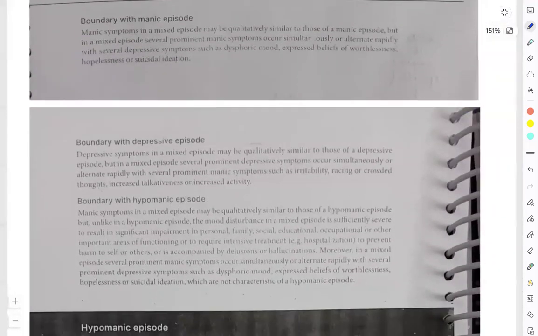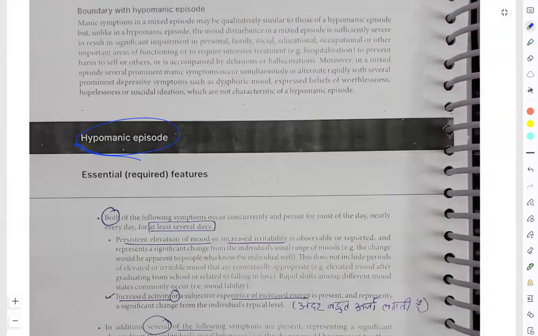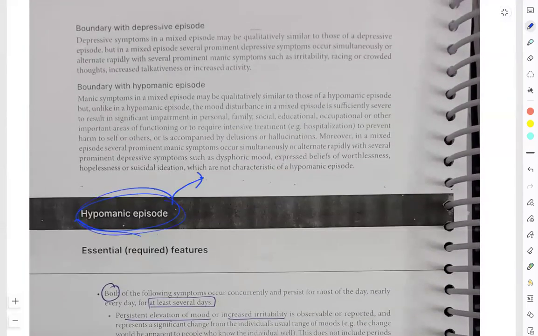Now, moving forward with hypomanic episodes. Now, can anyone tell me what is the difference between a manic episode and a hypomanic episode? When do you call a patient might be having a hypomanic episode?